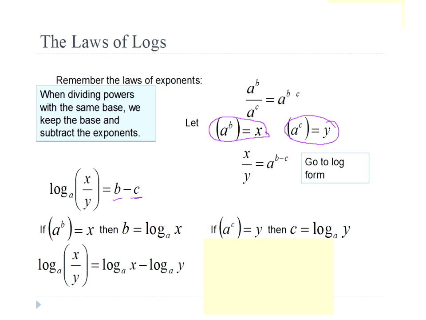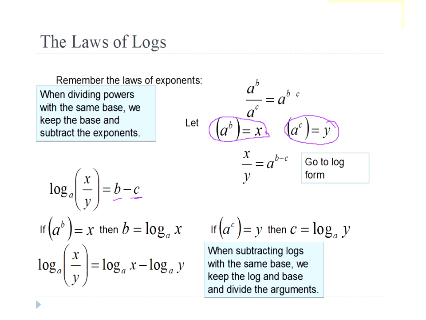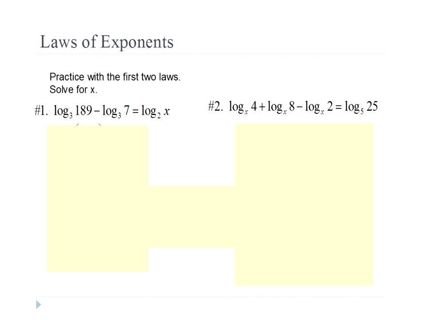So what this means is log to base a of x over y equals log to base a of x minus log to base a of y. And so what I want you to think here is that when we're subtracting logs to the same base, we can keep the log in the base and divide those arguments. Or if you see a log with the argument as a quotient, then you can break that up as the difference in those logs.